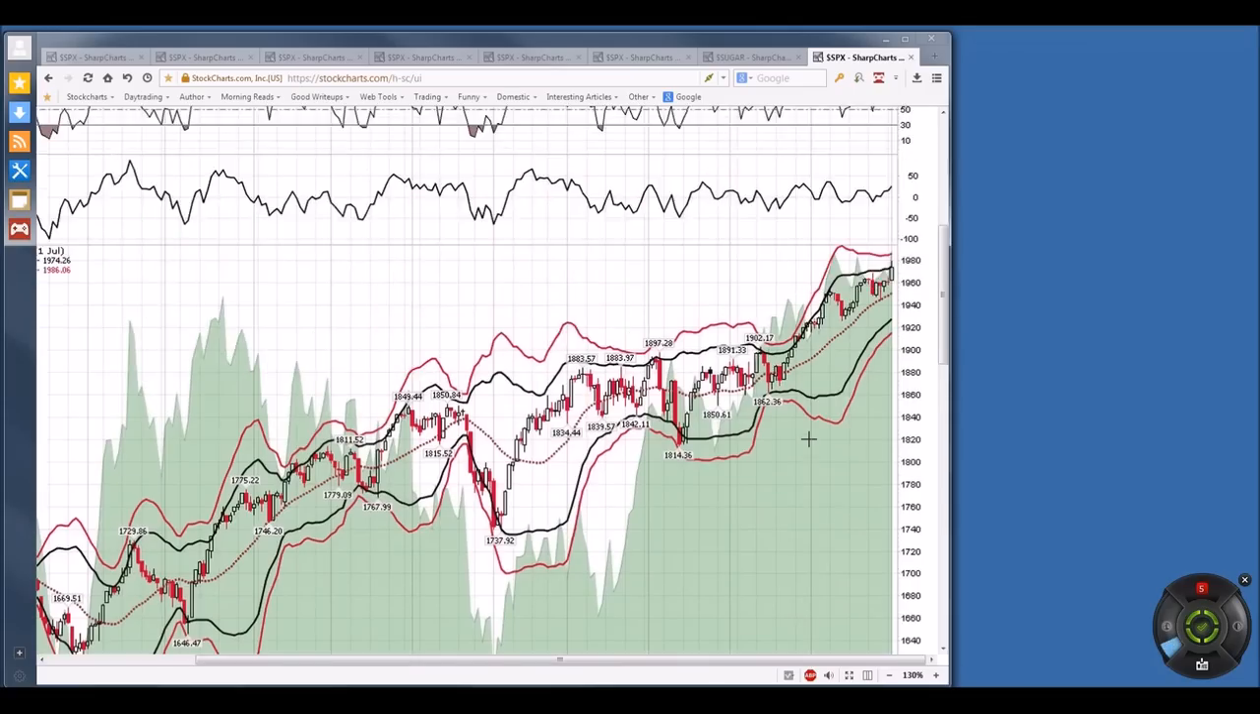All right, looking here, we've got a good uptrend. You will spend your time trading within the top half, generally between the 20 MA and the 2SD upper band.